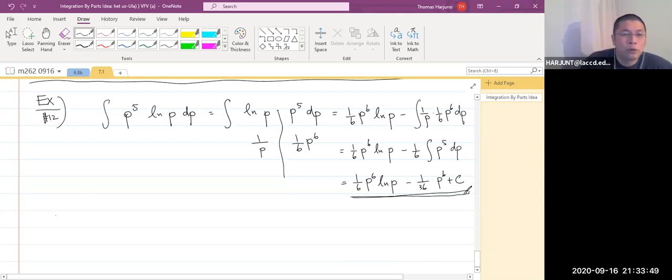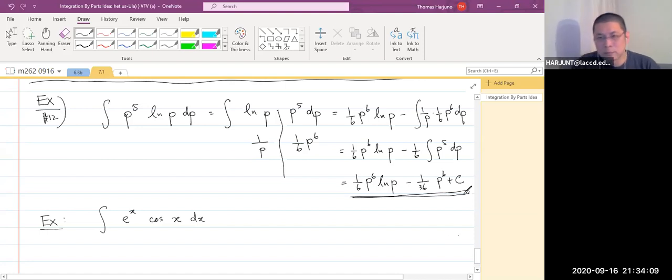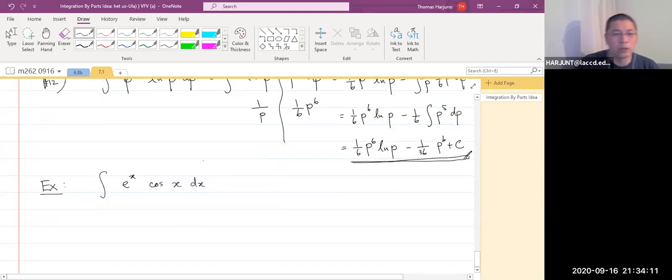Now I will show you an example where it will never go down to 0, and there's no way for us to simplify. Integral, for example, e to the x cosine x dx. To make it more interesting, let me make it 2x here and 3x here. What do you think?